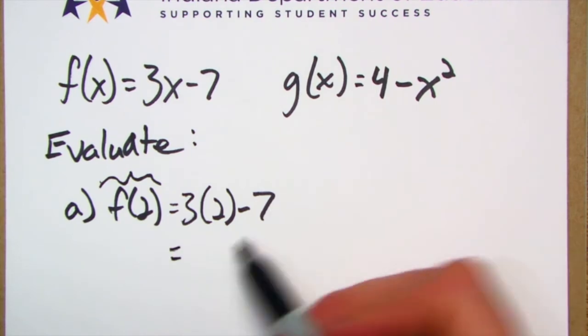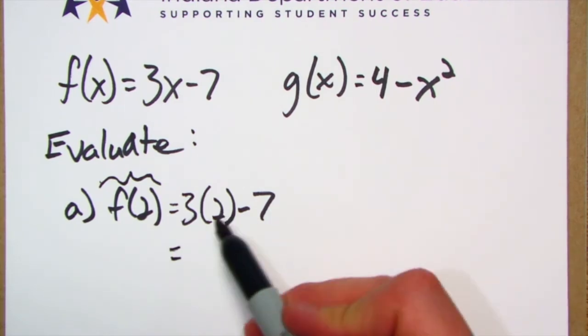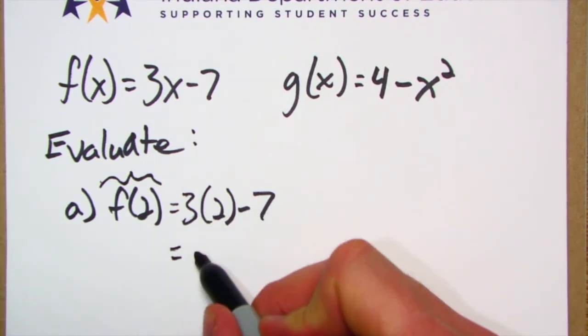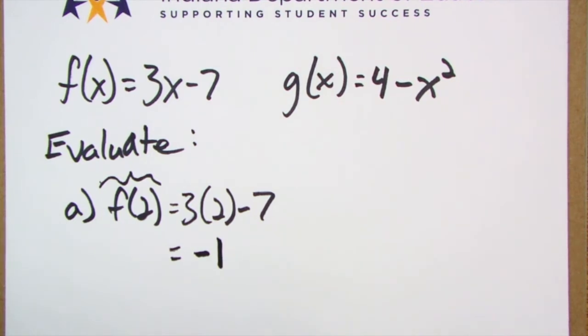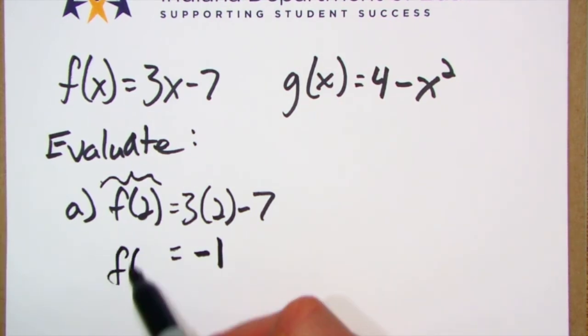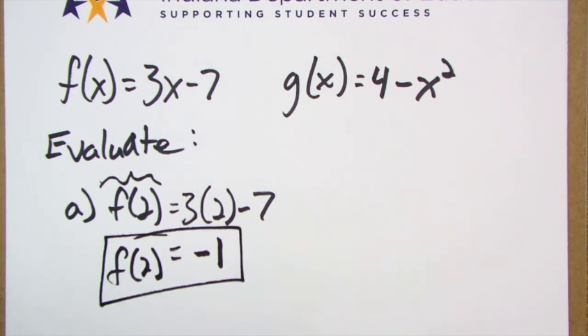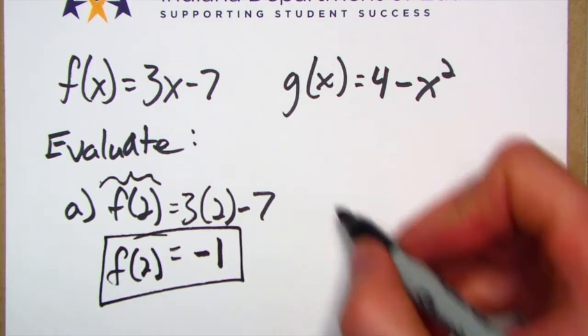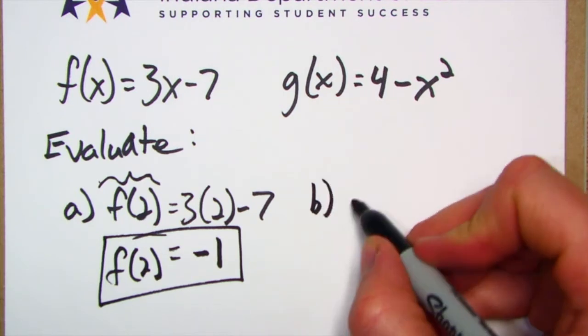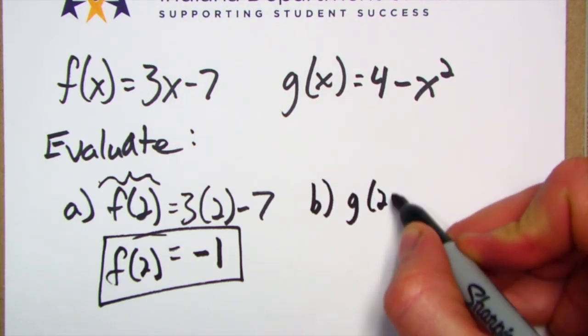All right, so we're going to work this out. You know how to evaluate these. So this is going to be 6 minus 7, and we're going to get negative 1. So we have discovered that f of 2 is negative 1. That would be your final response. All right, let's say we do the same thing, only we do g of 2.